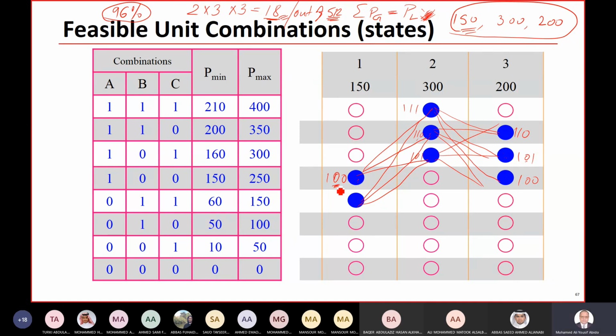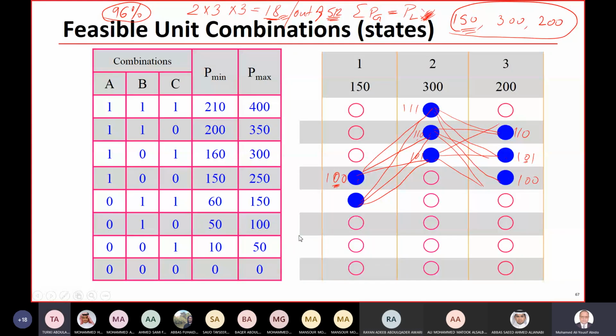Why? Because if we move from this combination to this combination, we switch unit B on, and then in the next period, we switch it off, which violates the limit of the minimum startup time. Minimum startup time should be two periods. Did you get the point? This is a very important point. You have to understand it. If you have any question, please ask.